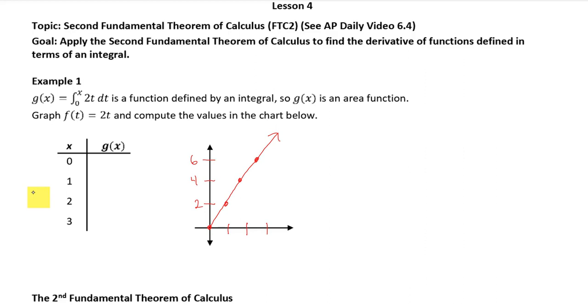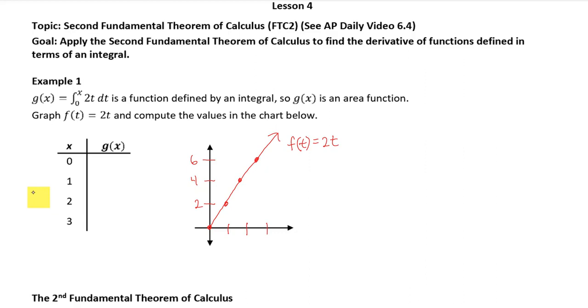So the first thing I want to do is note that this is the graph of what's next to the integral, f of t equals 2t. And so what I want to do is find some values of x. You'll notice I'm going back to x, which means I want to solve for g of x. So I want to solve for g of 0 here.